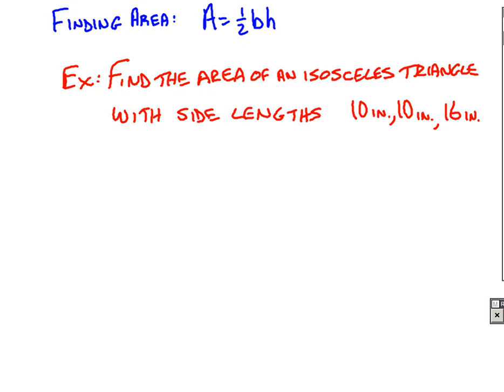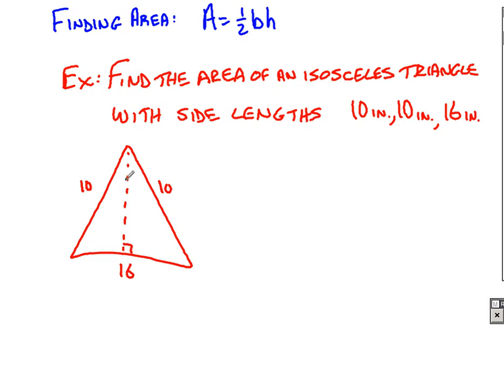So one of the ways you'll use this is with finding areas of triangles. So here's an isosceles triangle with sides of 10, 10, and 16. And to find the area, we need to find what this height is. Well, with the isosceles triangle, it means the base is getting cut in half down here. So that means each of these is 8, which means now I can find the height using the Pythagorean theorem.